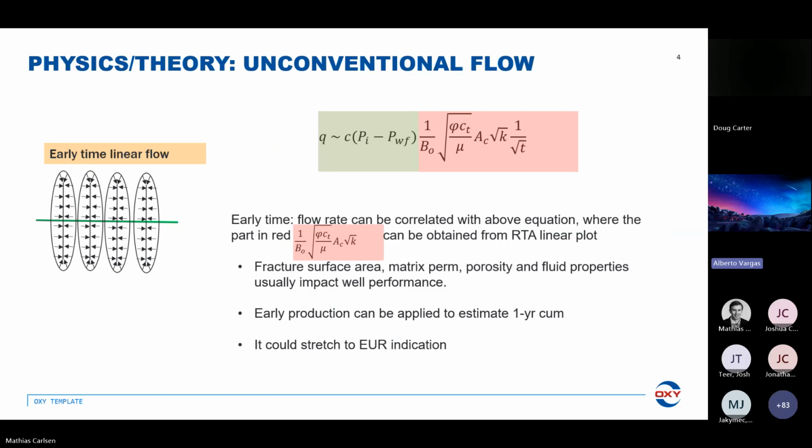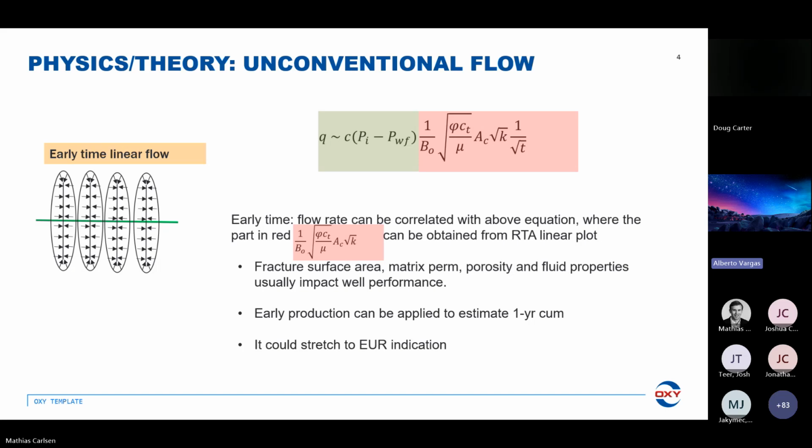So let's go back to the physics first. For unconventional, in the early time, we know that we have linear flow before the interaction of fractures. We have this flow equation. We always go back to the fundamentals to understand the physics better. For the flow equation, there are 2 main terms, one is the drawdown. The second one is this one in red. It combines all the reservoir properties and the A_c square root k.